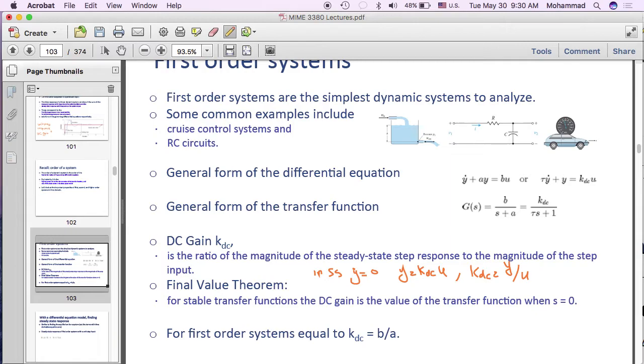So that was a quick review of what we can basically learn just simply by looking at the model. If you bring the model into a standard form, you already know the speed of response, and you already know where the response would settle if you give it a constant input, based on the DC gain.